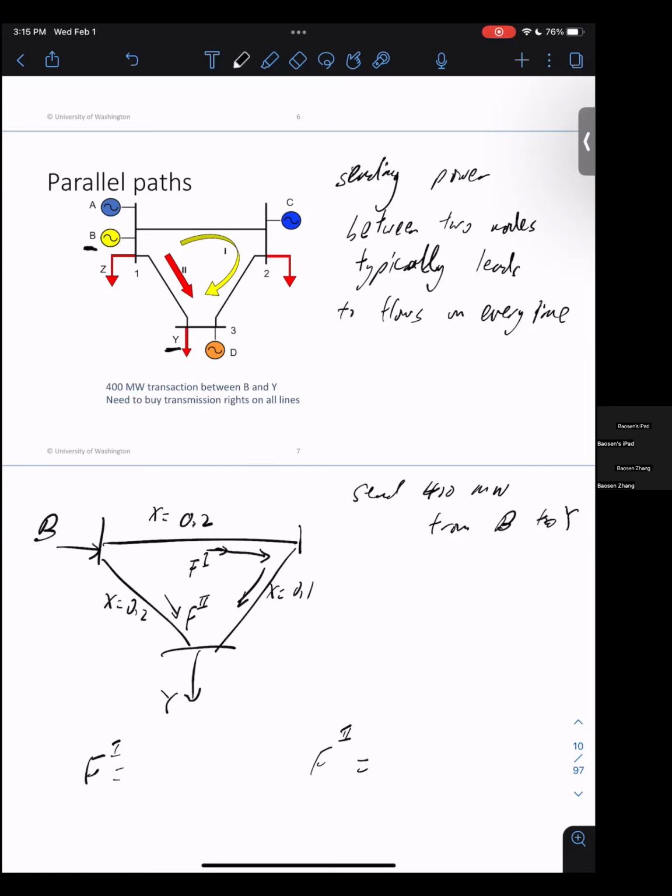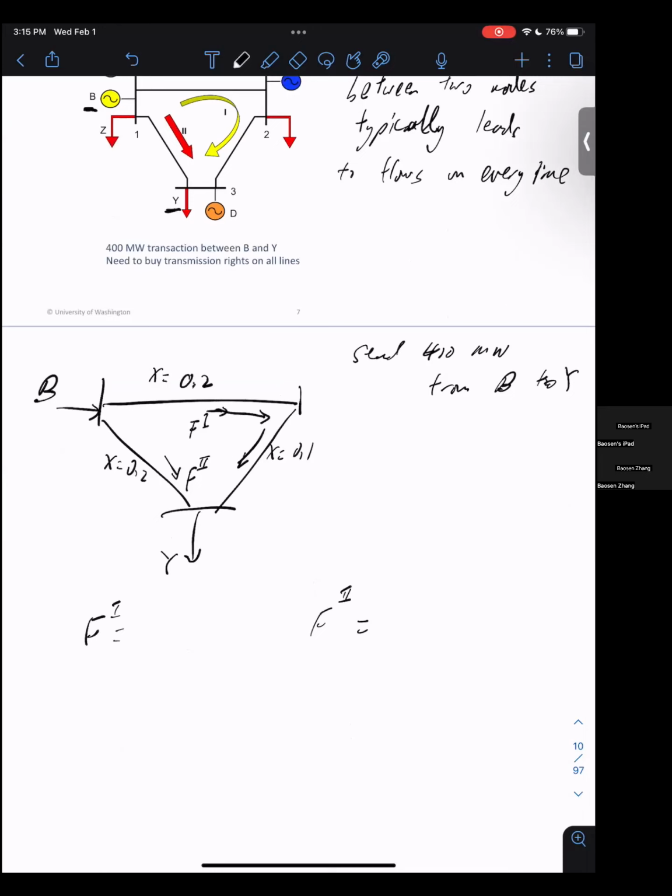So you want to look at what is the total reactance along path one, and what is the total reactance along path two. Again, reactances are like resistances. If you go through point 2, then point 1, you add. There's nothing weird about this. So F1 is x2 over x1 plus x2 times 400. You want the other path's reactance divided by the total reactance. And here you have x1 over x1 plus x2, times 400.